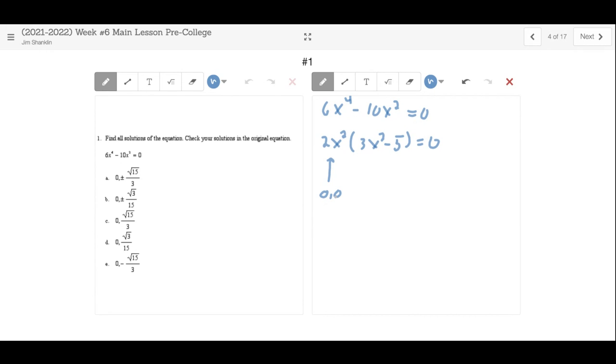So I have 0, 0. Usually we don't write down 0, 0, but it is 2 times. But then I also have to figure out what this is.